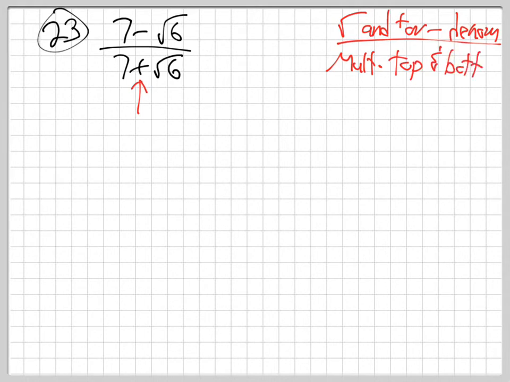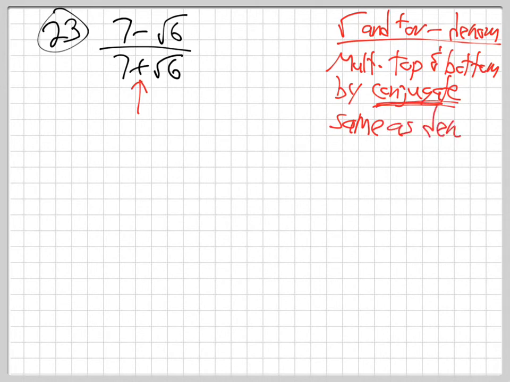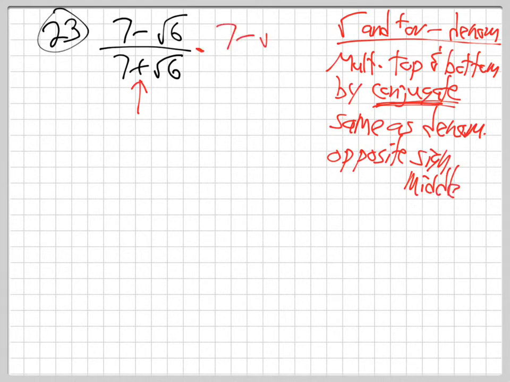top and bottom by what's called the conjugate, which is the same as the denominator, opposite sign in the middle. So multiply by 7 minus root 6. So I'm grabbing the denominator, and I'm multiplying by the exact same thing, but opposite sign in the middle. It's just a coincidence that that happens to be what's in the top. It's not because that's what's in the top. It's because I'm taking the bottom and multiplying by the opposite sign.